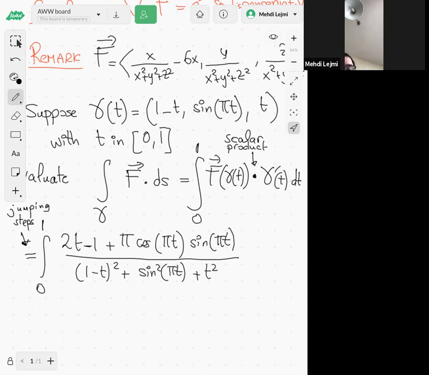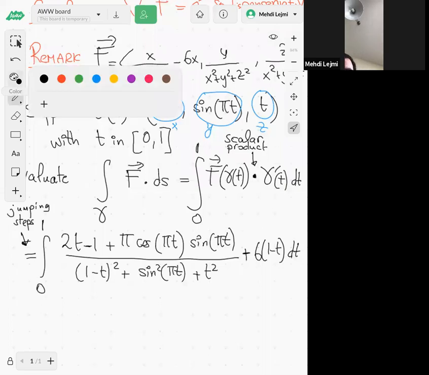Remember that x is equal to 1 minus t, y is equal to sine of pi t, and z is just equal to t. Plus 6 times 1 minus t dt. Okay. Anyway, my point is, if you evaluate this vector line integral, you're going to end up with this crazy integral here, right?